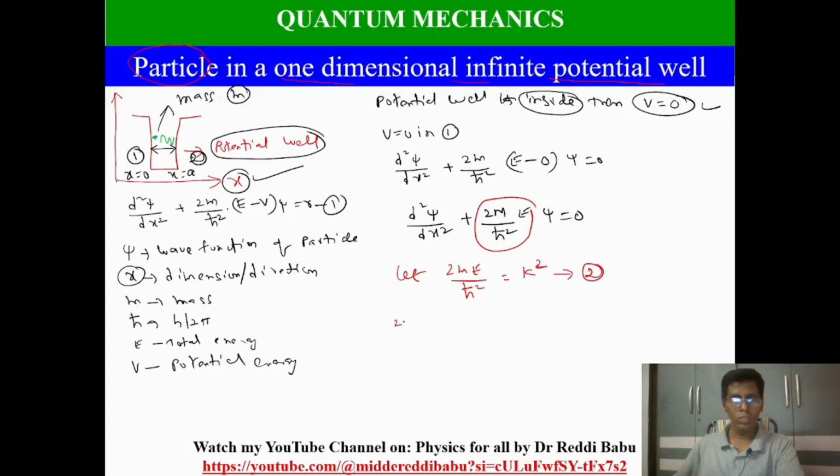Now use the second equation in the first equation. Understand carefully, this is a completely mathematical concept, very important from the examination point of view. So d square psi divided by dx square plus k square into psi is equal to 0. It is the third equation.